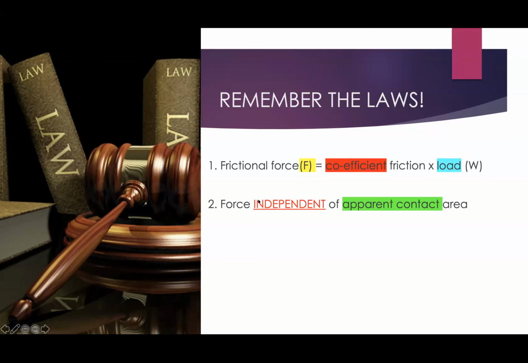The other one is that force is independent of apparent contact surface area. Now, you might say, what does he mean by that? But I'll come on to that in a second. And the third one is that your kinetic frictional force is independent of sliding speed. So when there's friction on the move between two surfaces, it doesn't matter how quick or slow they slide past each other, the frictional force will be independent of that.